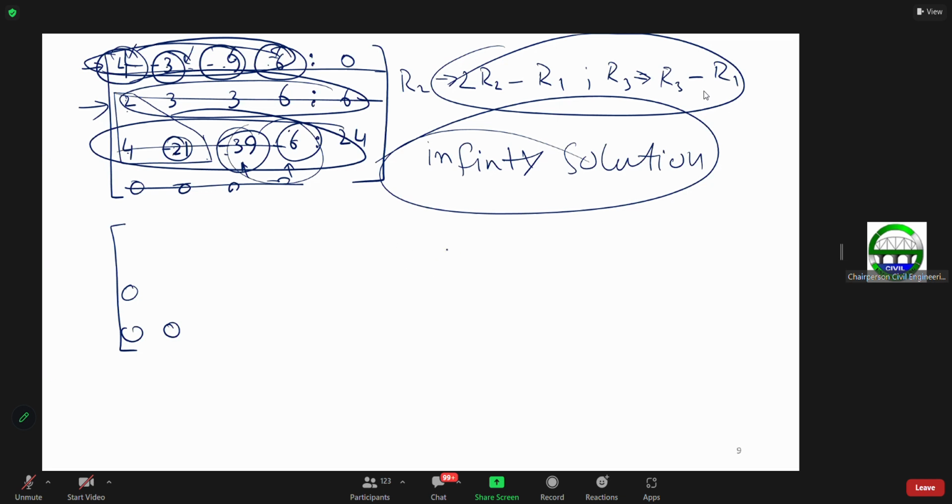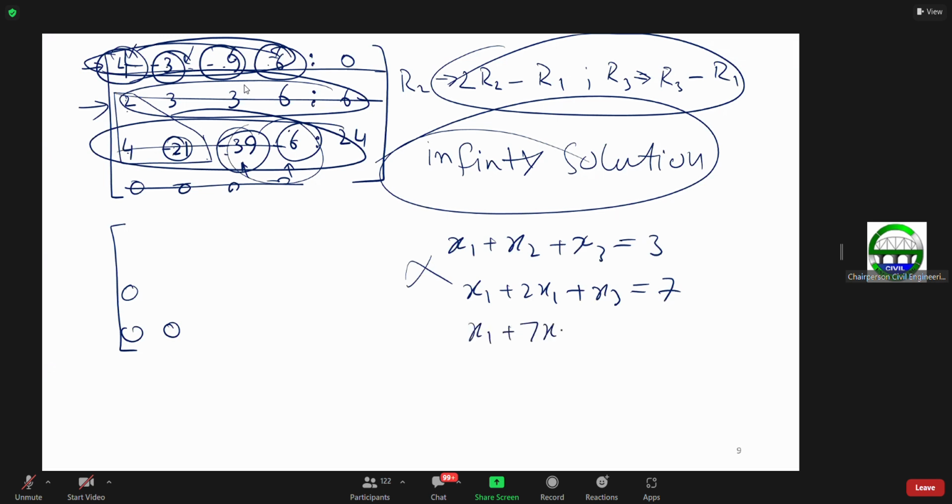Okay, so this is a basic rule. Say x1 plus x2 plus x3 is equal to 3, and then 2x1 plus x3 is equal to 7. You cannot solve this system of linear equations because you need a minimum of 3 equations to find the solution. With these 2, you cannot find it. But if you have one more, x1 plus 7x2 plus 3x3 is equal to 10, then you will say, okay, I have 3 unknowns and 3 equations, right? So now I can solve it.